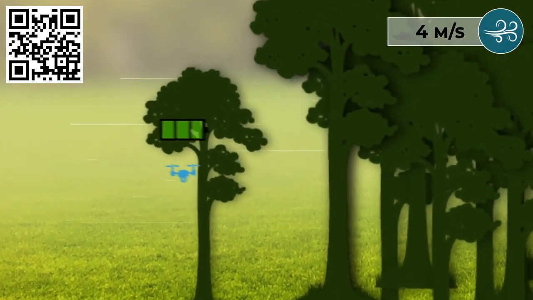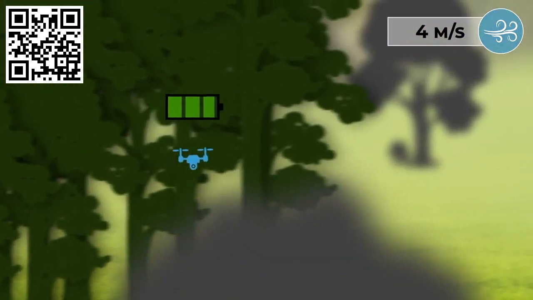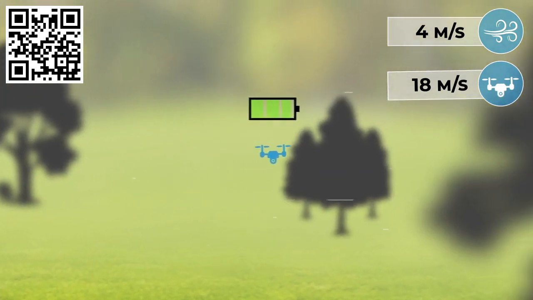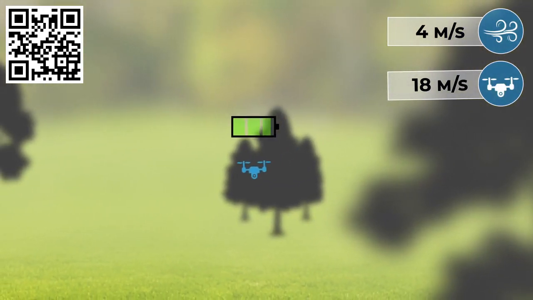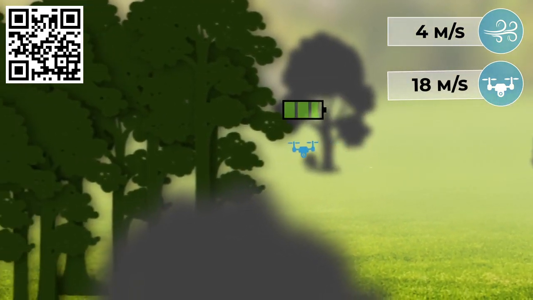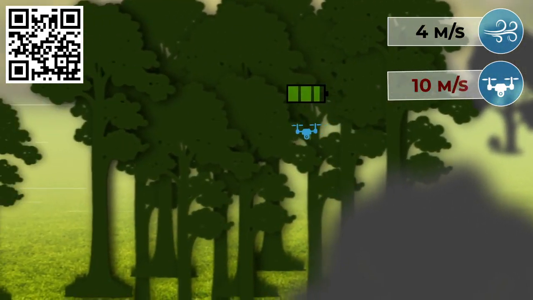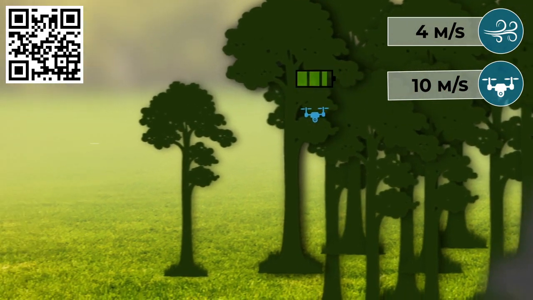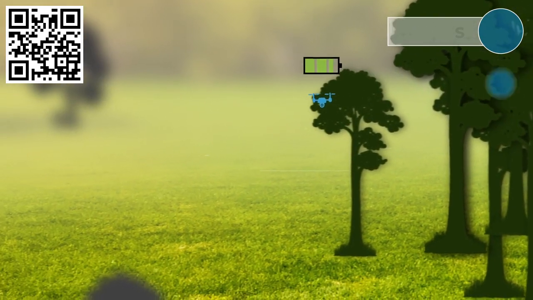The wind is behind the drone, and so it gets a little extra boost and travels at 18 meters per second. He then turns the drone around and flies it back at max speed. The drone is now flying into the wind, so it will only fly at 10 meters per second because it has to fight against the headwind.